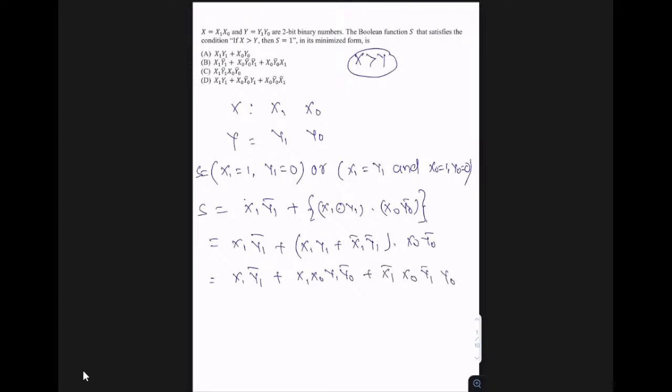So in total how many terms did you get? You got 3 terms, right? So now you have to check which of the following is correct. If I see, option B has the first term x1 y1 bar. So this is the term we have. So it seems B will be the answer.